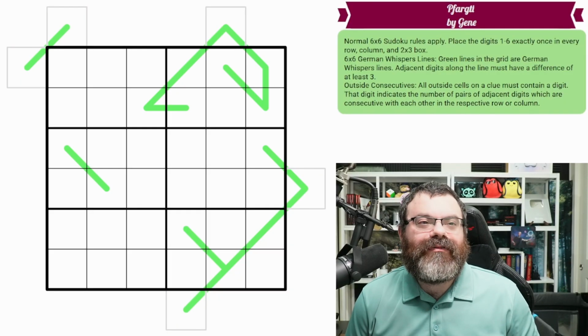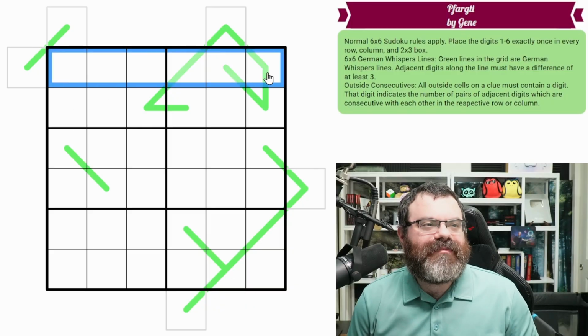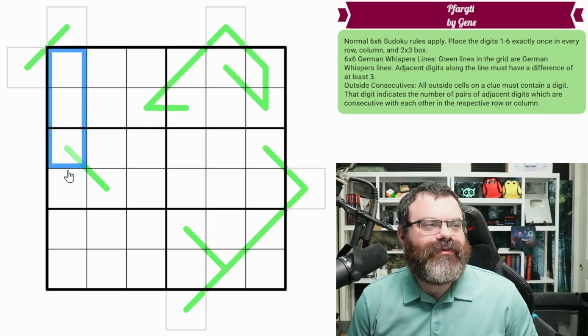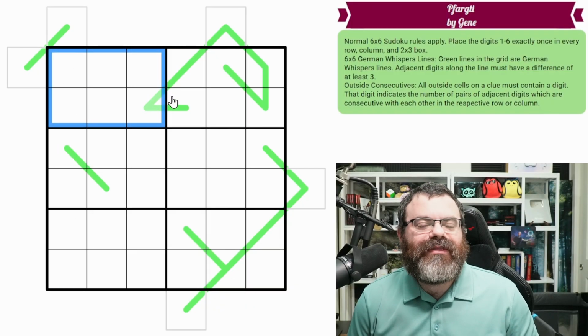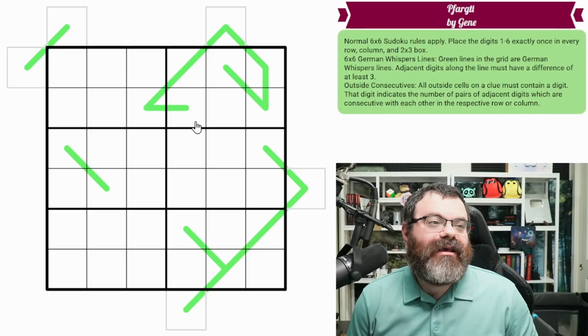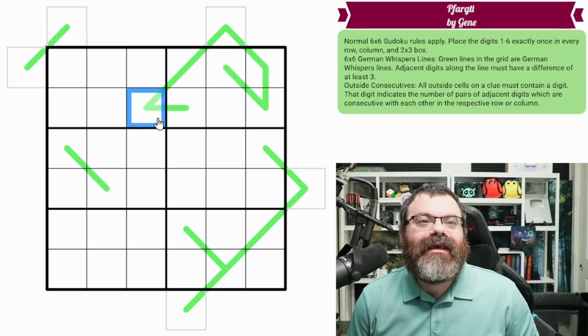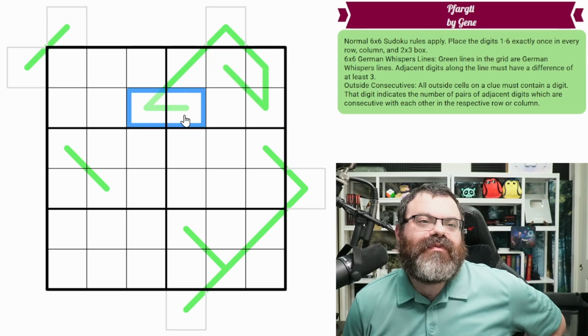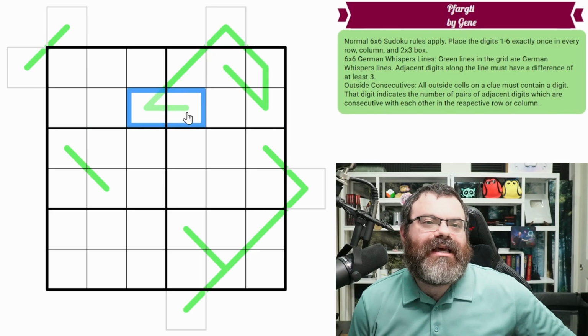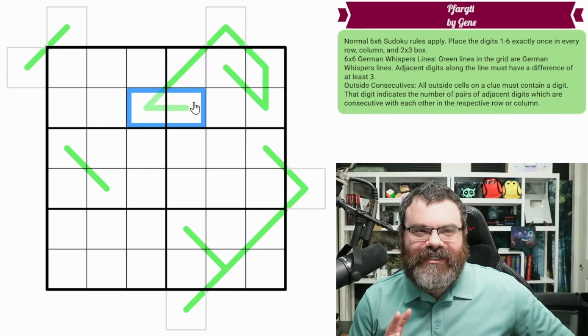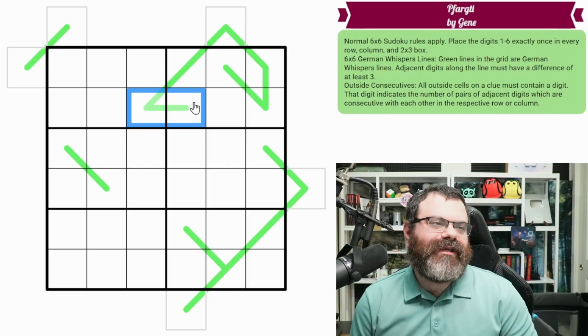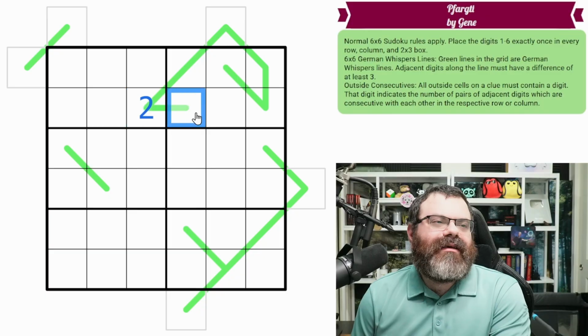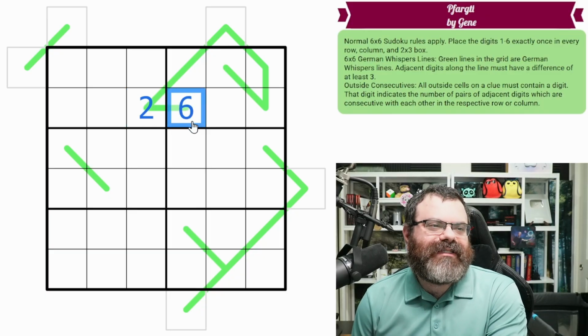All right, so let's go over the rules to this one. We do have normal 6x6 Sudoku rules. So in each row, each column, and each 2x3 box, we are placing the digits 1 to 6 exactly once each. So I have these green lines in the grid. These are German whisper lines. And so adjacent digits along the line have to have a difference of at least 3. So if this was a 2, we need to be at least 3 different from 2. So we could be a 5 or we could be a 6.